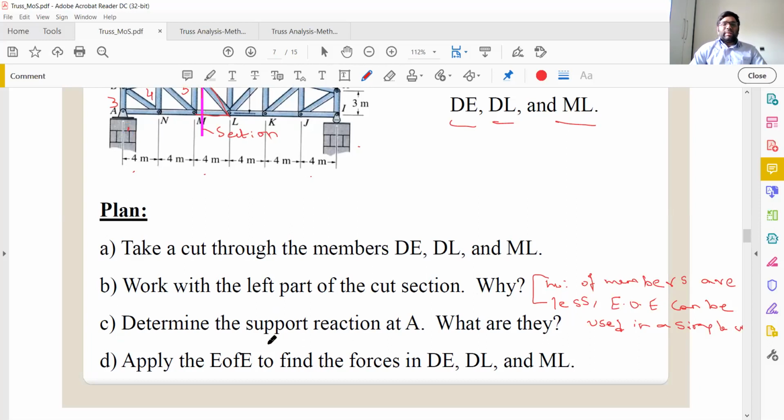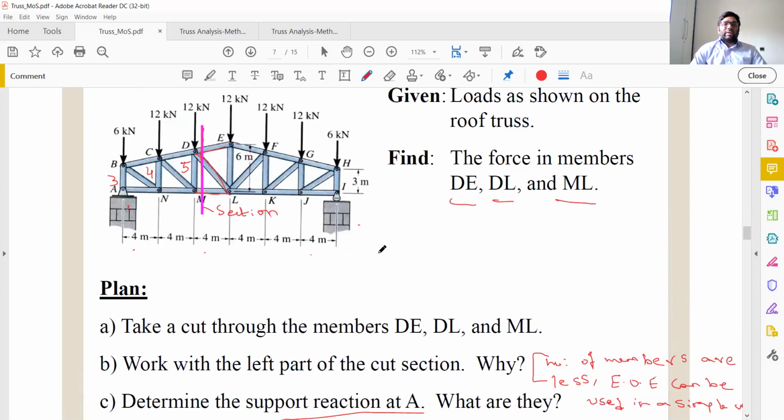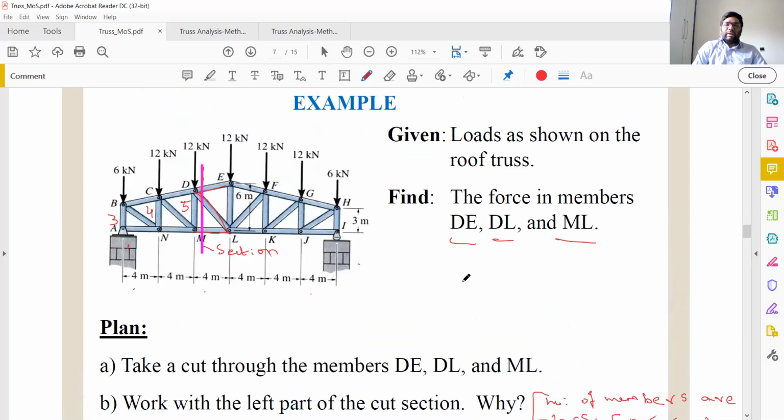Then determine the support reaction at A. All of you can see on the screen. Now imagine a case where 4, 4, 4, 4, so this is total 24 meters, and how many loads are there? So 1, 2, 3, 4, 5, 6, 7. Is it a symmetrical or asymmetrical load?